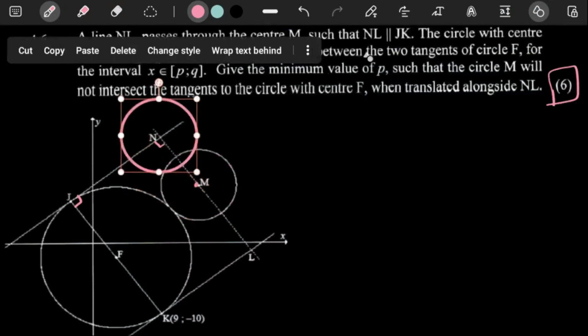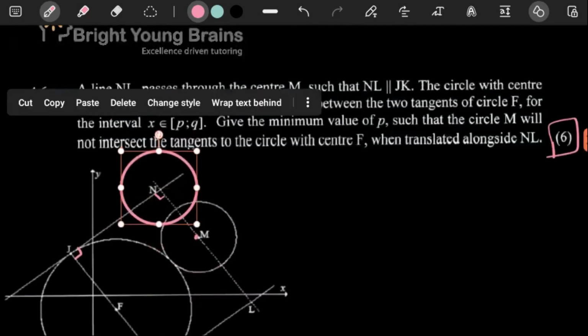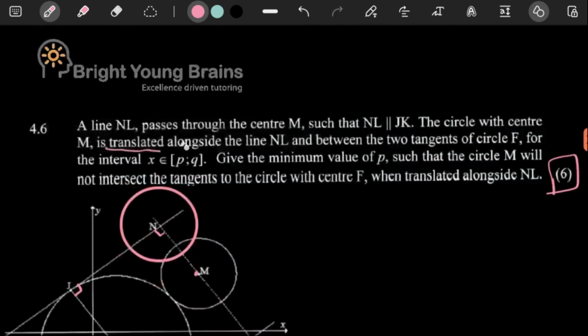No, they say they're moving it. They said the circle with center M is translated along the line LN between the two tangents of F. Okay, for the interval where your x value is an element of P and Q, give the minimum value of P such that circle M will not intersect the tangents to the circle with F when translated along LN.